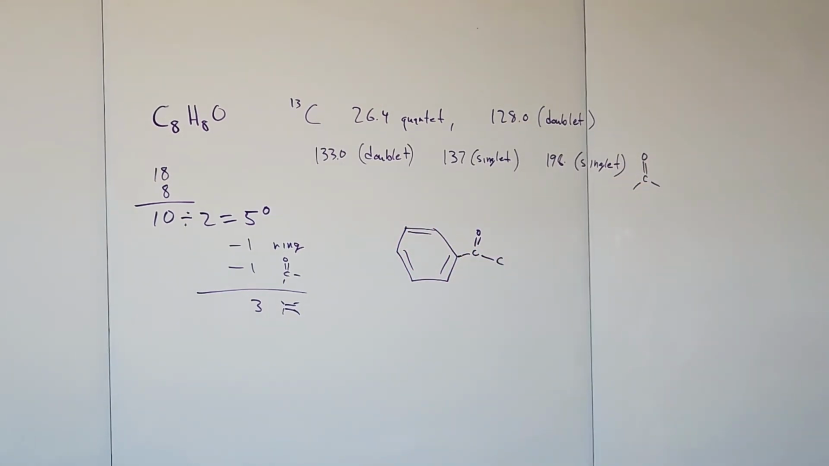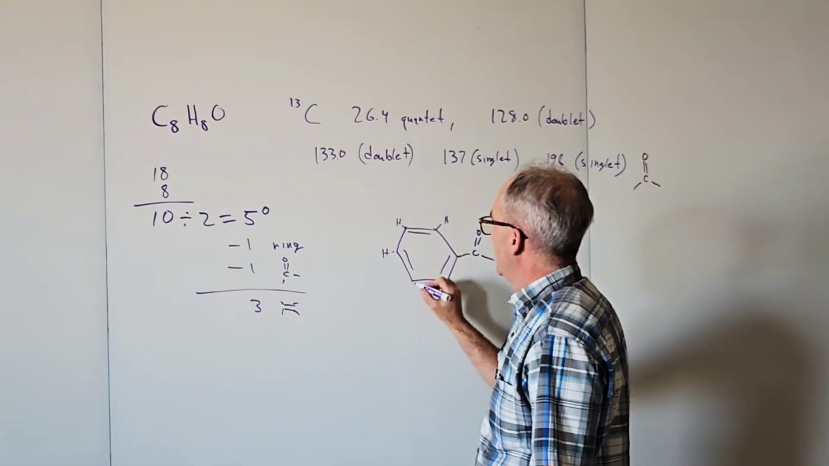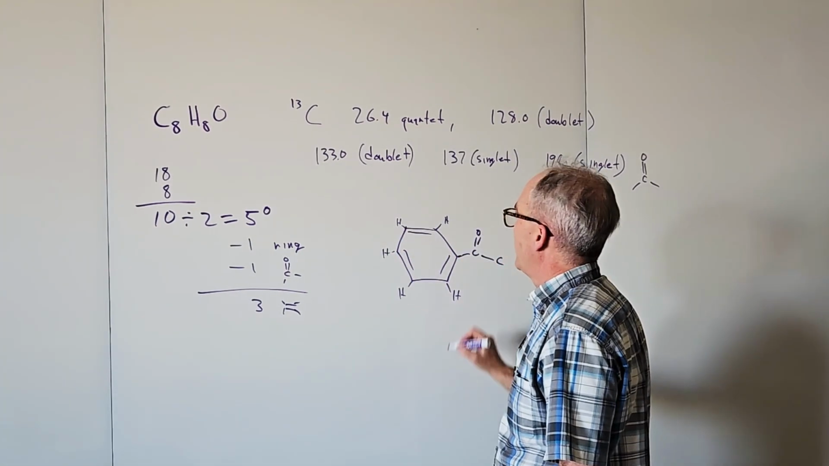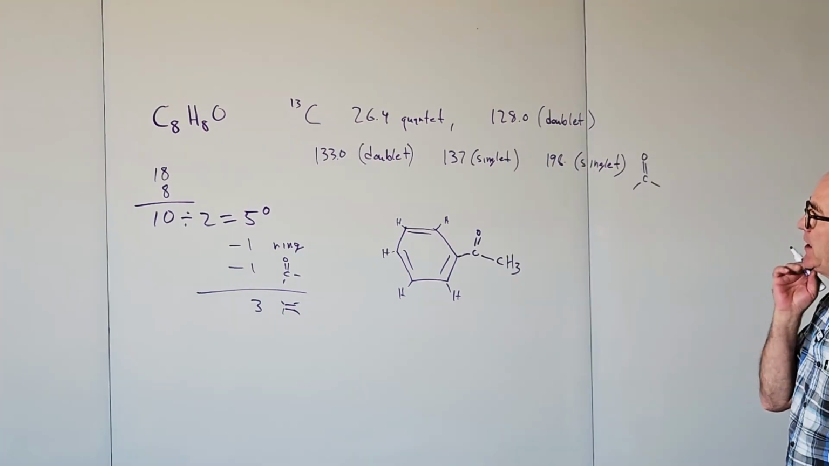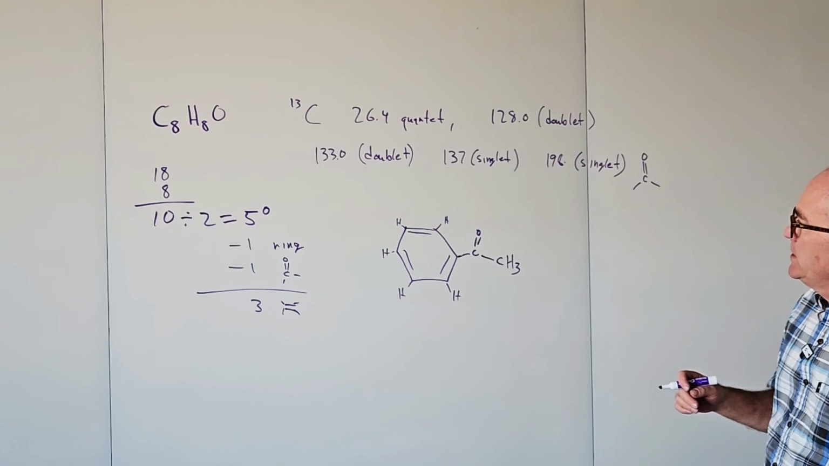Got to attach another one. Now, how many hydrogens do I have? I have 1, 3, 4, 5. 5 from 8 leaves how many? 3. Let's see if that looks fairly reasonable.